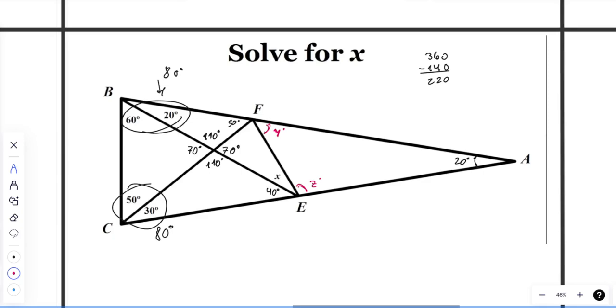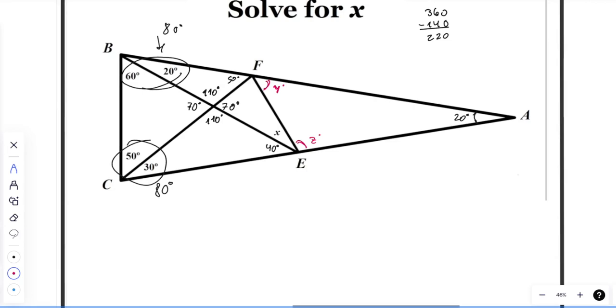But yeah, I see that I could construct a few equations here. Let's focus on this inner triangle first. That one tells us that x plus 70 plus, and this angle right here, I'm going to represent in an interesting way. I'm going to call this 180 minus 50 minus y. So that becomes 130 minus y, right?